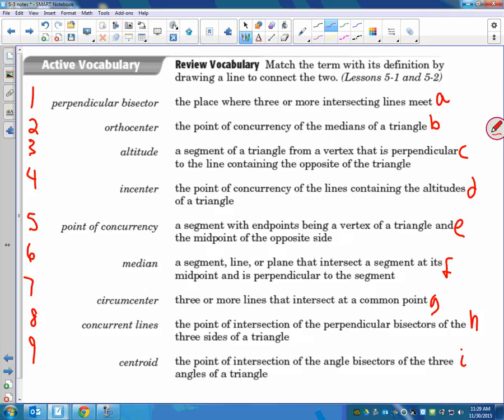I'm going to start with this side. Like a place where 3 or more intersecting lines meet. That's the vague word for the point where 3 or more lines intersect at the same point. What's that called? The place where 3 or more intersecting lines meet. It's a point of concurrency.